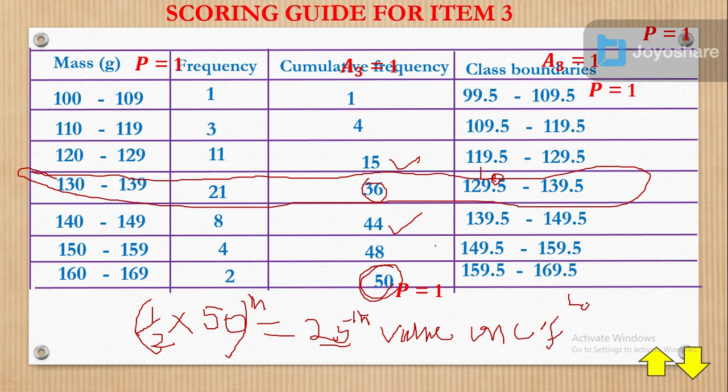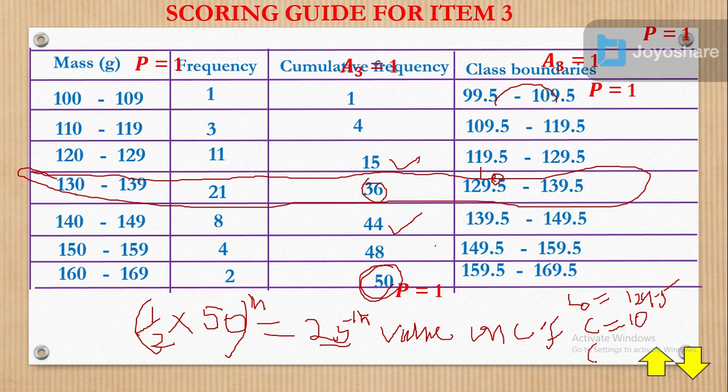L0 is equal to 129.5, that's L0. Then class boundary C. Class boundary means you subtract the values of the class interval C. You subtract this minus this. 109.5 minus 99.5, that will give you what? It will give you 10. C is equal to 10 in simple terms.